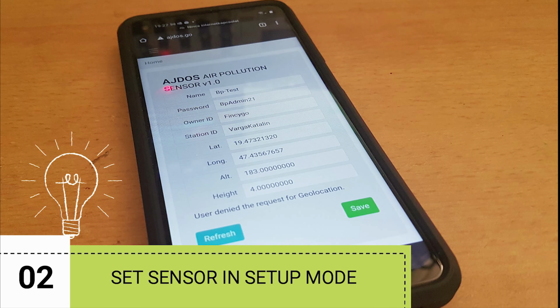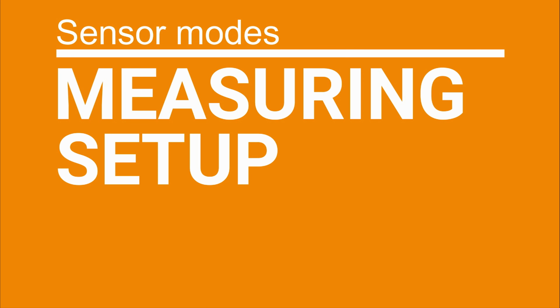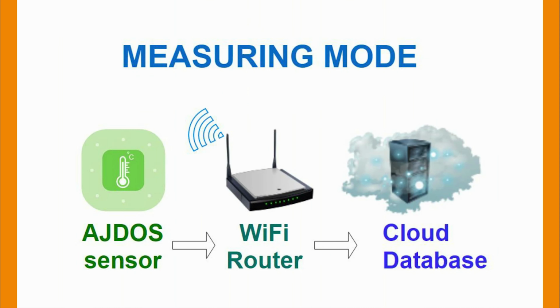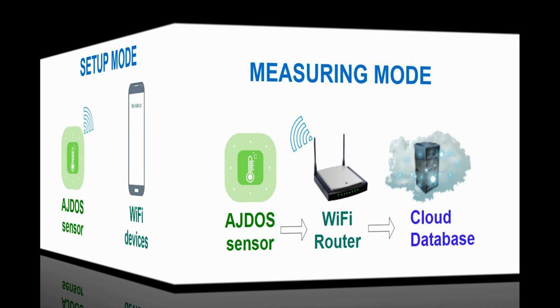How to set the sensor in setup mode? The sensor has 3 operating modes: measuring mode, setup mode, test mode. In this chapter, we only deal with the first 2. In measurement mode, the sensor connects to the internet via a nearby Wi-Fi and sends the measurement results to the database of our central server.